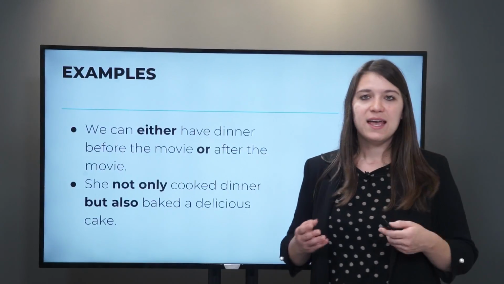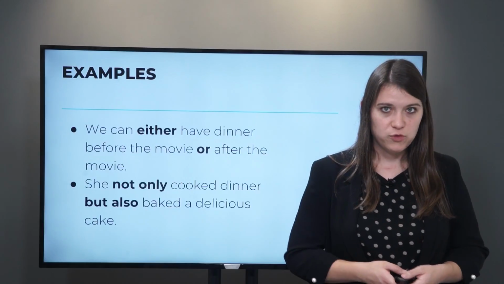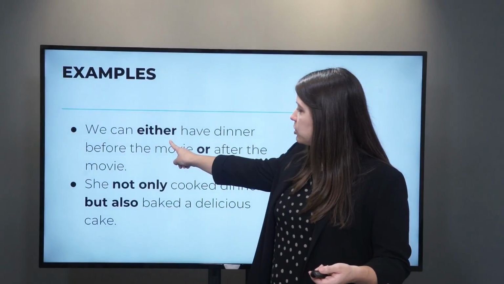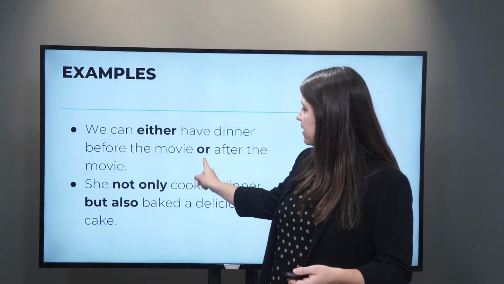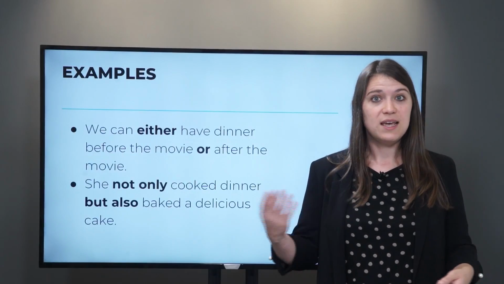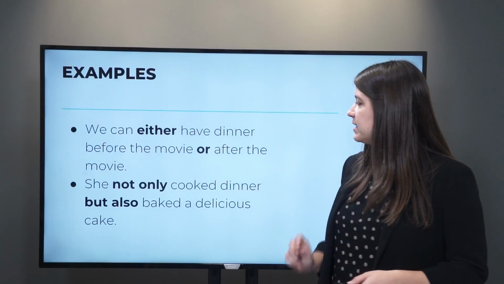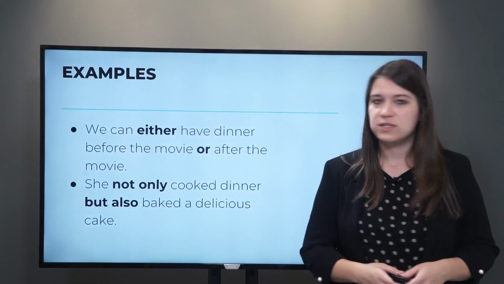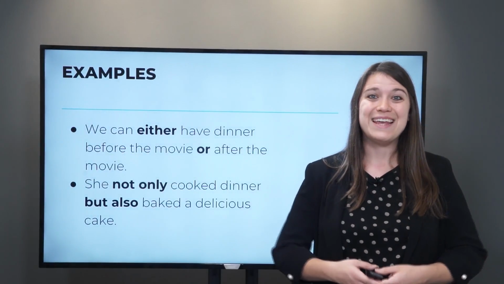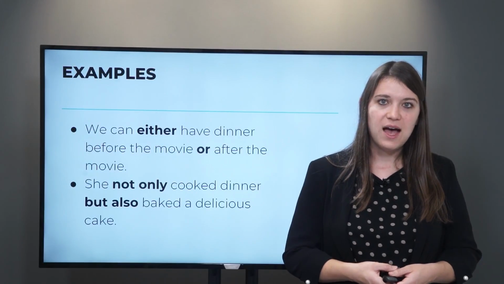We can either have dinner before the movie or after the movie. So here you're giving two options. The first option comes after the either, and the second option comes after the or. Here you're giving someone a choice, either one thing or the other. Second example, she not only cooked dinner, but also baked a delicious cake. So you're saying in addition to one thing, she did something else as well.